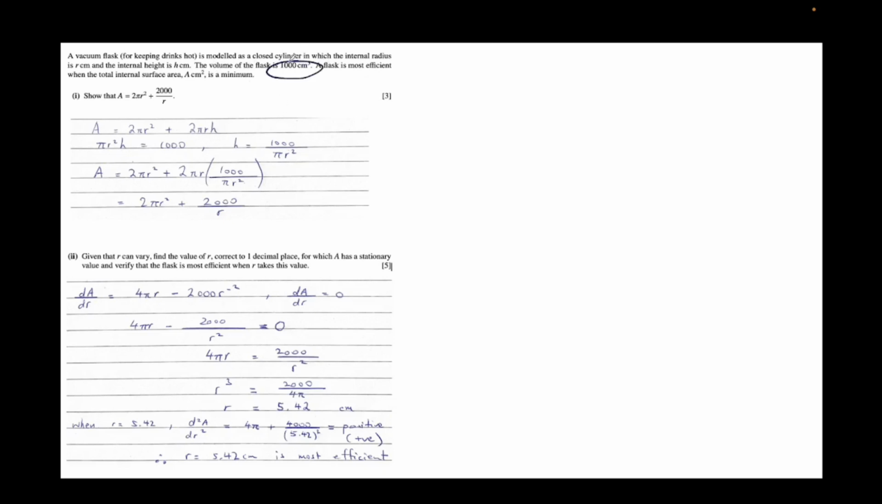Is the volume going to involve the height? Of course, because we're talking about the volume of the flask, which is the volume of the cylinder now, isn't it? See what we're doing there? We'd realize, oh, the volume of the flask is 1,000. Same thing as saying V is equal to 1,000.